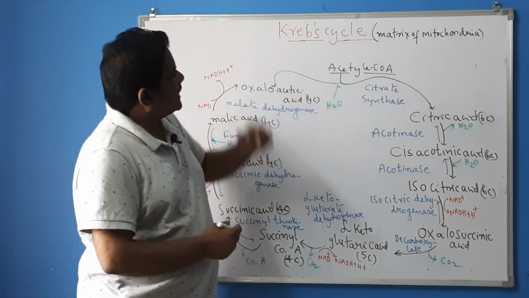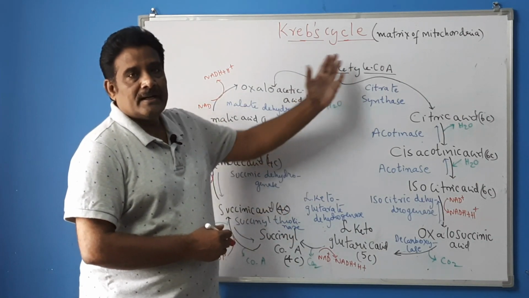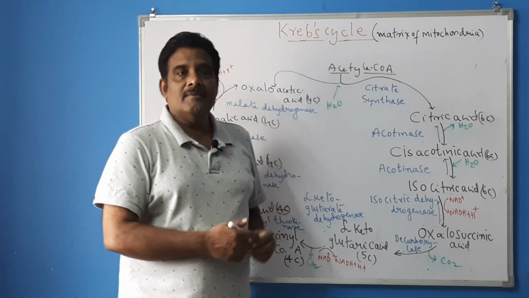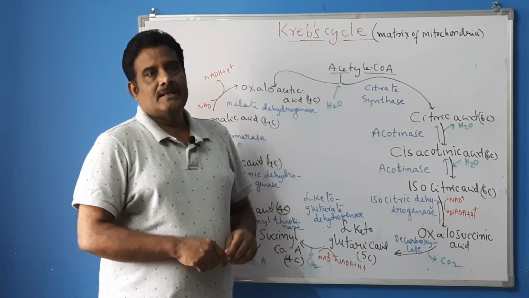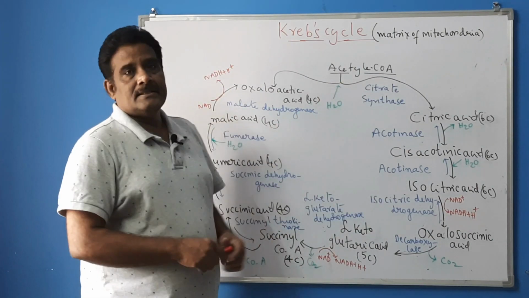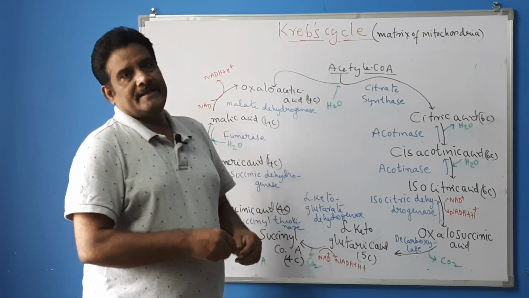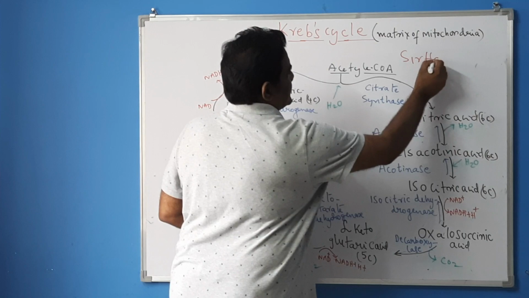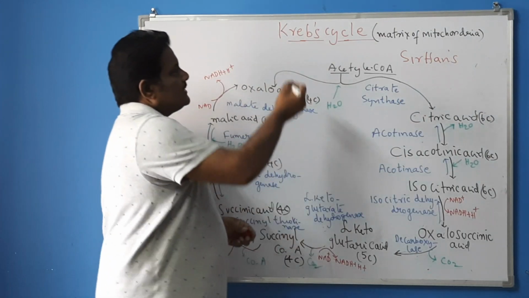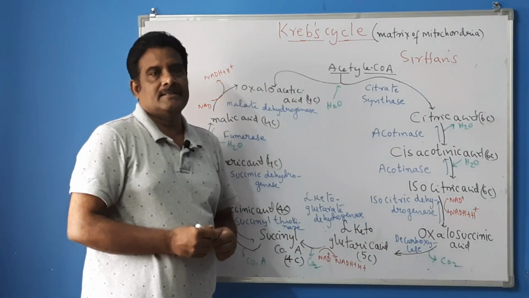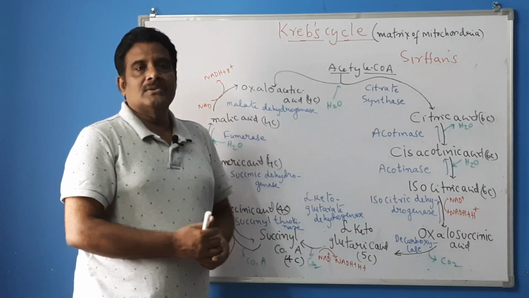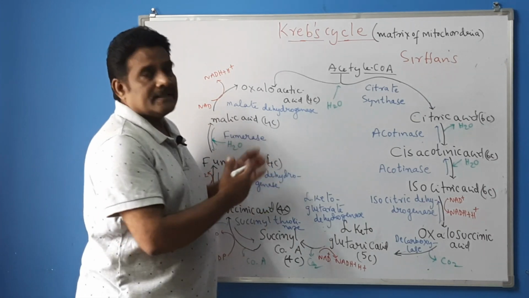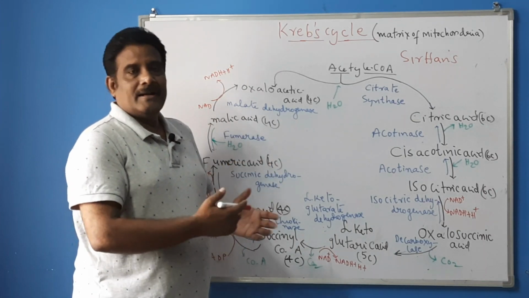Starting with the Krebs cycle, where do you find these reactions? Those reactions occur, as I told already, in the matrix of the mitochondria. All these reactions were clearly observed by Sir Hans Krebs, so these reactions are also known as Krebs cycle reactions. Let us study them. What type of reactions are there? How do these reactions take place in the matrix of the mitochondria?